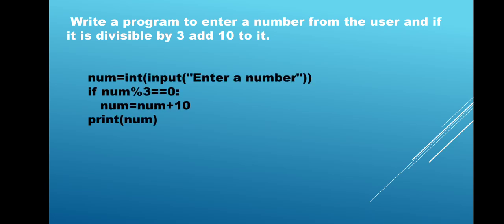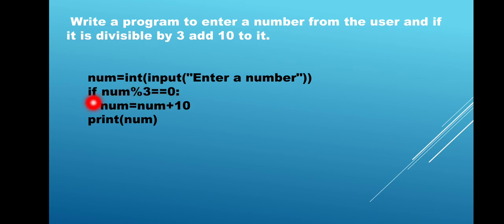So, first of all, the first number is taken as input and is stored in the variable num. After that, the condition is checked. Divisibility by 3 has to be checked. So, for checking the divisibility, we require the remainder. And to find out the remainder, we have an operator called modulus. So here the condition is framed as num modulus 3 double equal to 0. So this will check if this number is divisible by 3 or not.